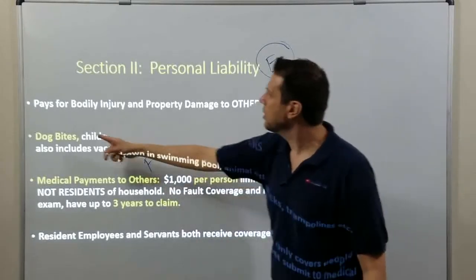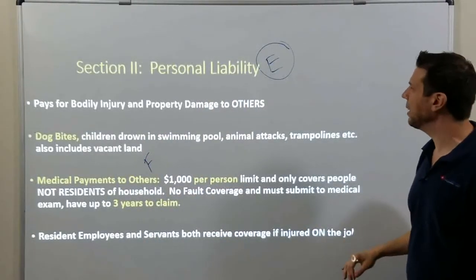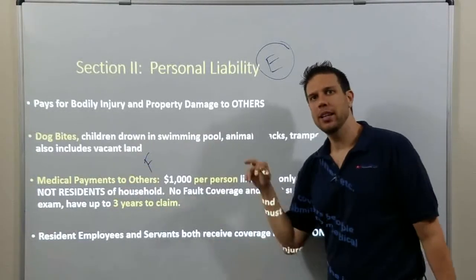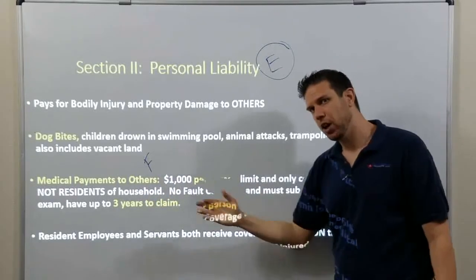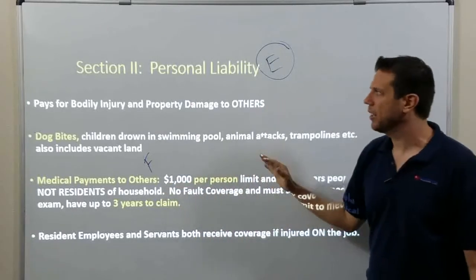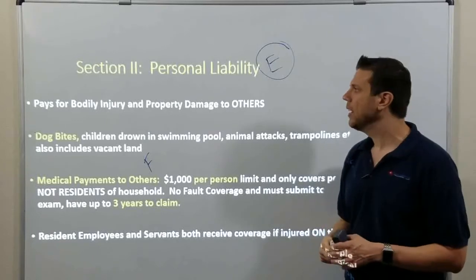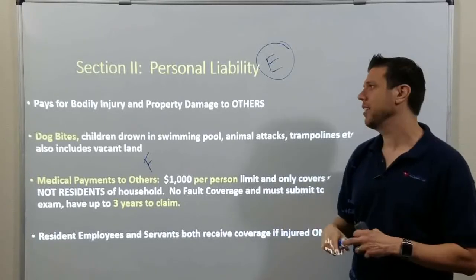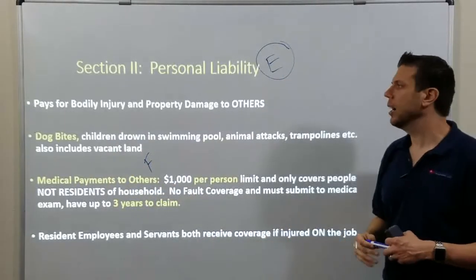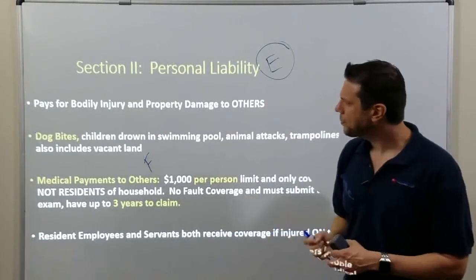Section 2, personal liability, protects people from lawsuits from other people. So if your dog bites somebody, if a child drowns in your swimming pool, if a kid gets hurt on your trampoline, if you buy vacant land and somebody trespasses, falls, and breaks their leg, still covered. Vacant land is automatically covered under Section 2, personal liability. If you have hunting land that you hunt on, it's empty, and somebody trips and falls, your liability covers you. Liability protects you from lawsuits for bodily injury and property damage.